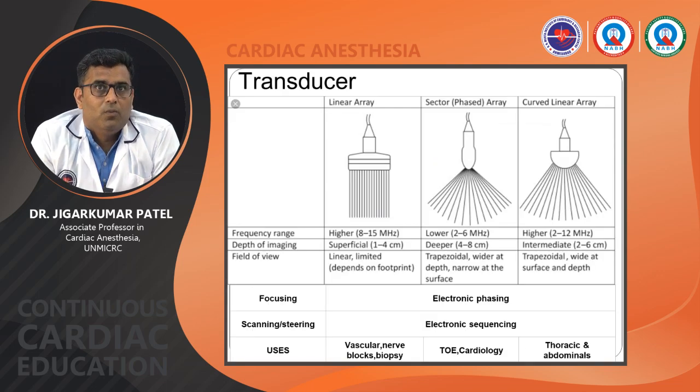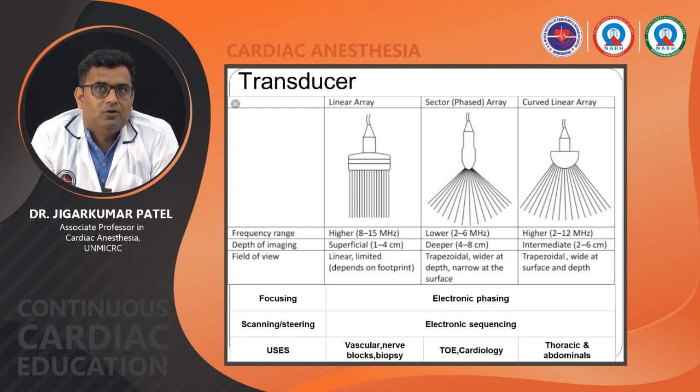Now these are some common types of ultrasound probes we are using. The first one is a linear array. It has a high frequency, around 8 to 15 megahertz, and so with high frequency your depth of imaging is superficial, around 1 to 4 centimeters, and we are using it for vascular, nerve block and biopsy.